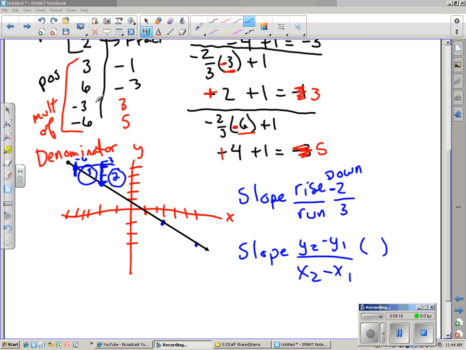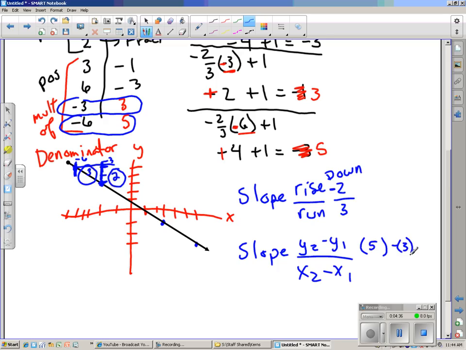Okay, I'm going to choose 2 points off the graph. You may choose any 2 points you want off the table. I happen to choose the last 2 points. You could have chosen the first and the last point. It's your choice. This is going to be my second point. This is going to be my first point. Y2 is going to be 5 minus 3. 5 minus 3 is equal to 2.